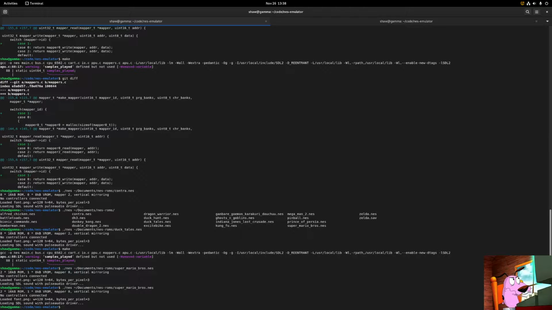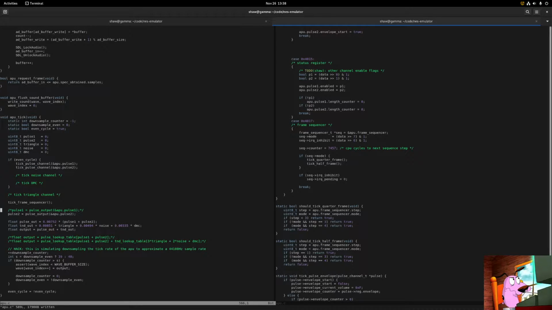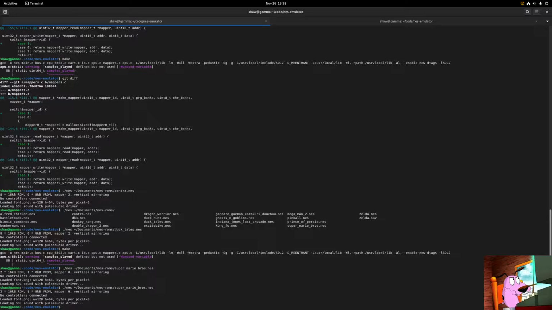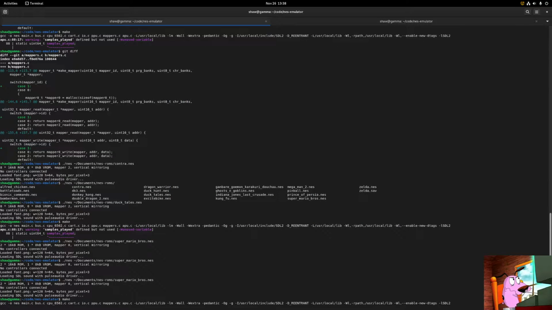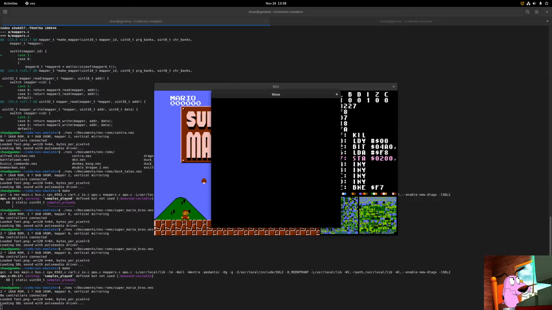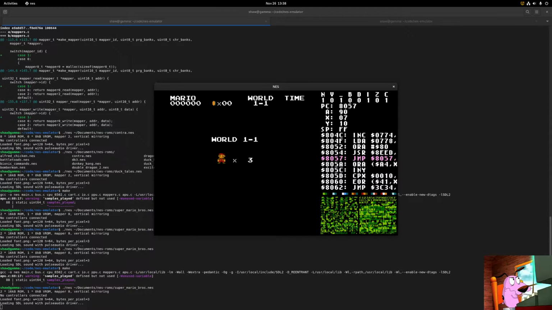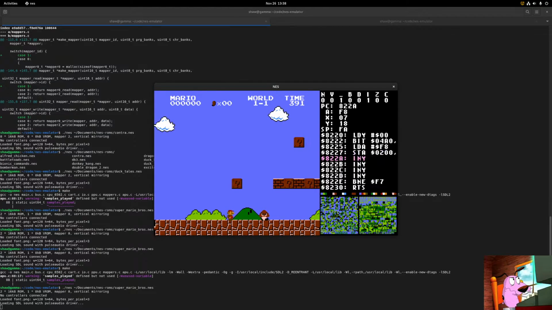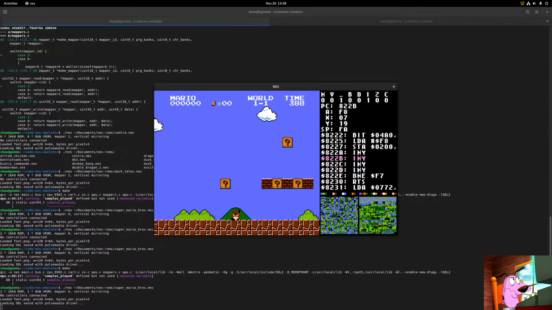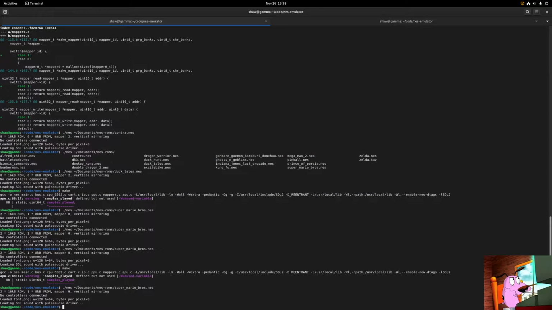So that's just the Pulse 2 channel. You can turn them both back on. Well, I gotta recompile. So I got the pulse channels working, which is pretty awesome. And now the next one I'm going to do is the triangle channel.